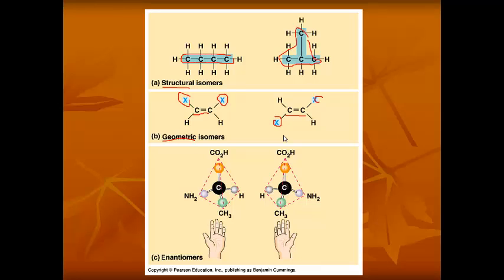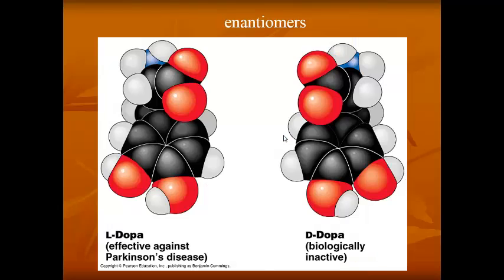Finally, the last type of isomer is called an enantiomer. It's also called a stereoisomer. Again, they have the same molecular formula. In this case, they are mirror images, or left and right hand images of one another. Although they appear very similar, because they have a different shape, they have completely different properties.